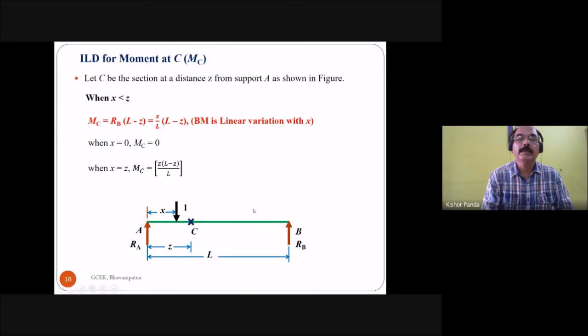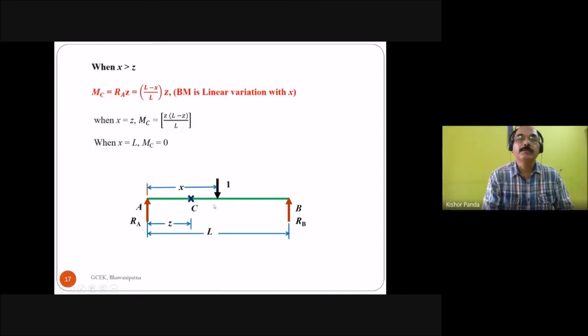Then, when the unit load is present between B and C, that is X is greater than Z, on the right side of the section C, what is the moment at C? First you find out the moment at C. The moment at C is equal to RA into Z. But you know RA is equal to L minus X by L. So the reaction at A is L minus X by L, into Z. Here also this is the relation between the bending moment at C and the position. The bending moment is varying linearly with X.